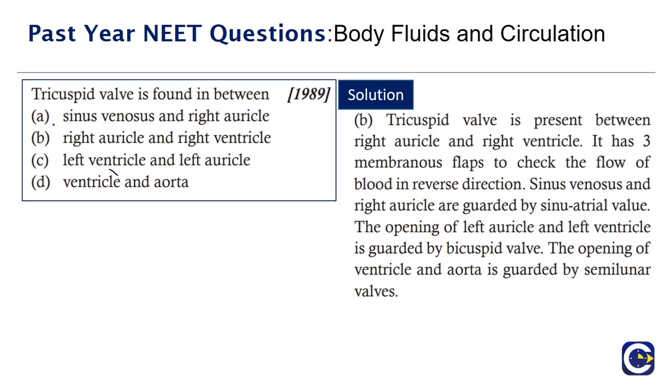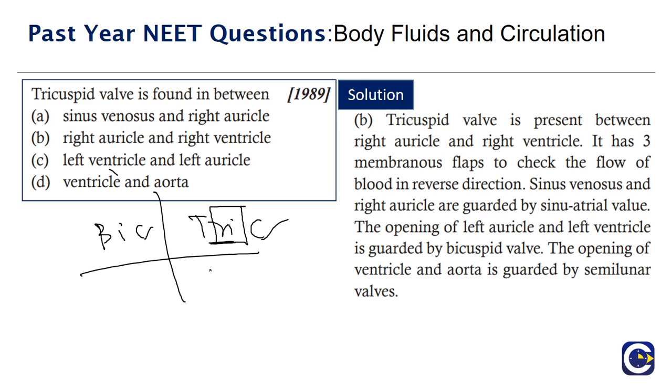Just as we always get confused between the bicuspid valve and the tricuspid valve, we have to remember that since it's tri, there is an R and an I, so it is right. Between the right auricle and the right ventricle. So let's read the explanation.